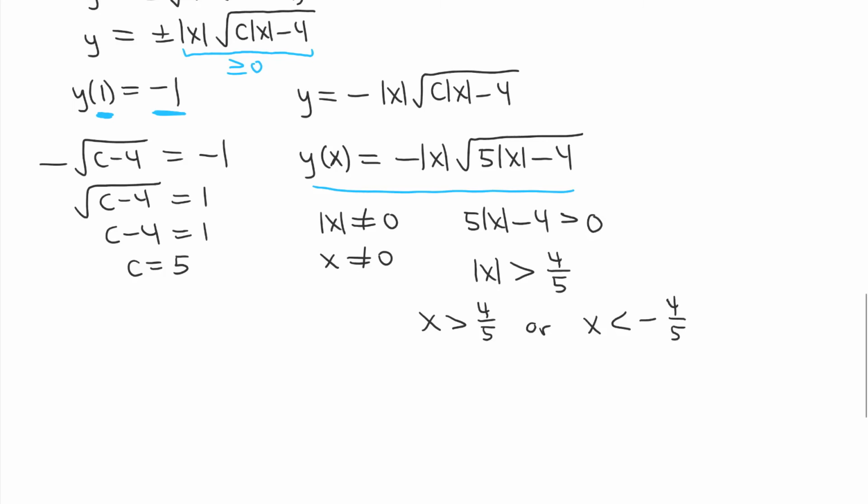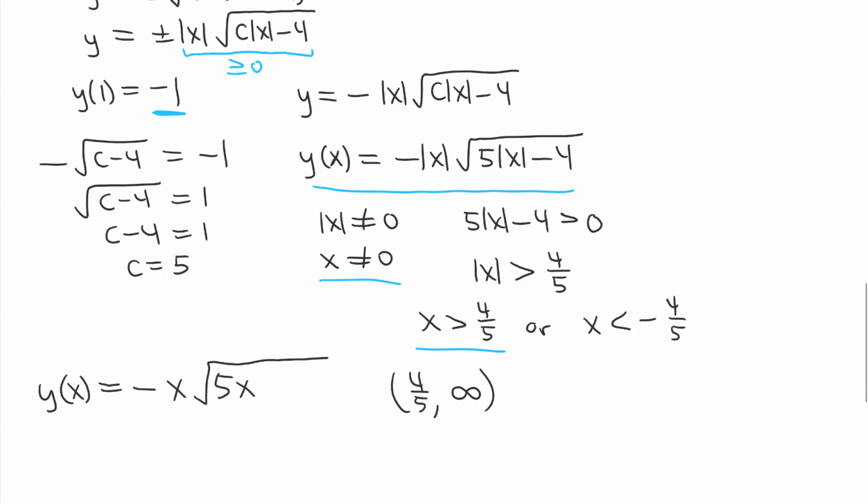Now in this case, our initial condition is x equals 1, and so we're going to choose this interval. Right? So if we choose that interval, notice that the x not equal to 0 doesn't really matter anymore, because x greater than 4 over 5 doesn't include that anyway. And so our final interval is that this is a solution on 4 over 5 to positive infinity. And not only that, since x is positive for all numbers in this interval, we can drop the absolute value signs. So our final answer is negative x times the square root of 5x minus 4. There we go. So this is our final answer on the interval 4 over 5 to infinity.